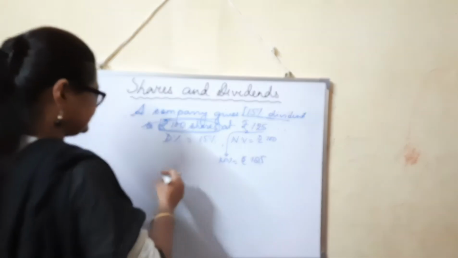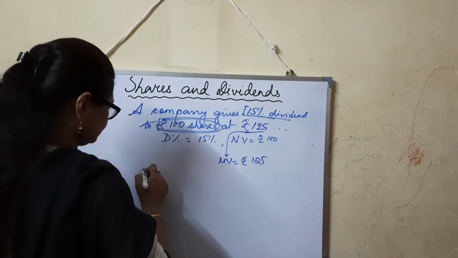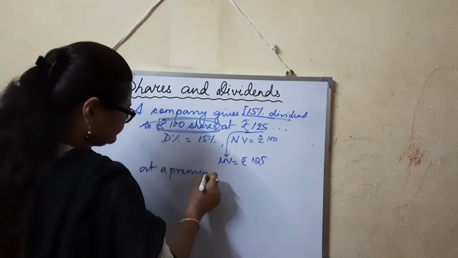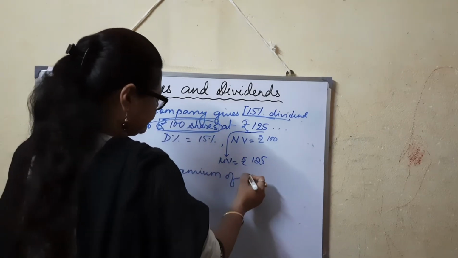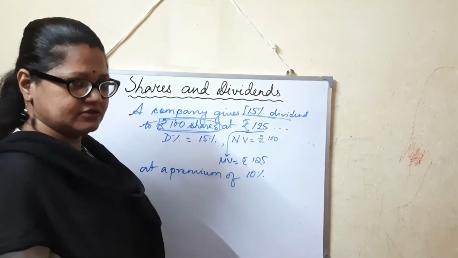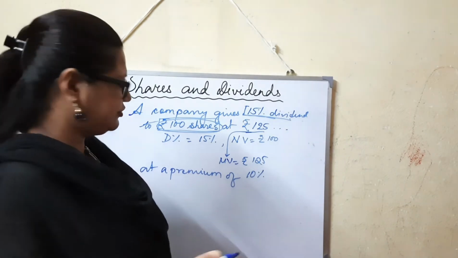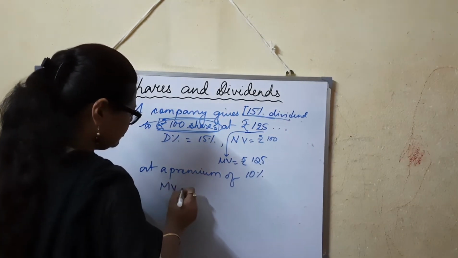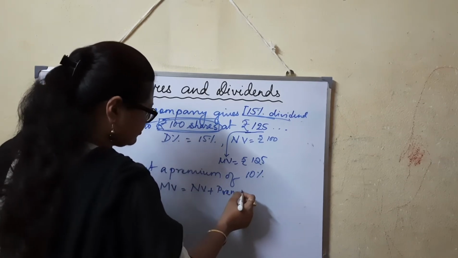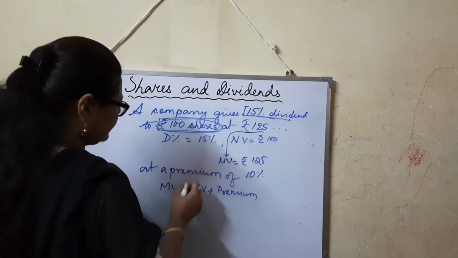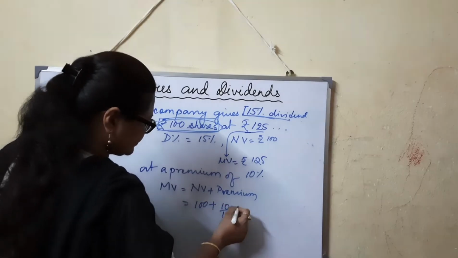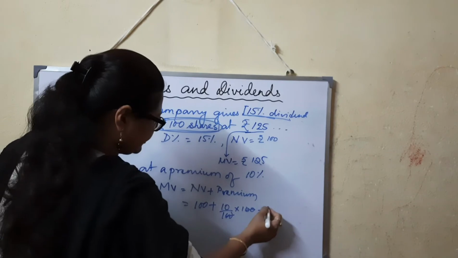Now if it is stated at a premium of 10%, premium means it is above the nominal value. That means market value is more than the nominal value. So what will be the market value? Market value becomes nominal value plus this premium. That means, nominal value I have taken 100, so 100 plus 10% of 100. So we are getting rupees 110.